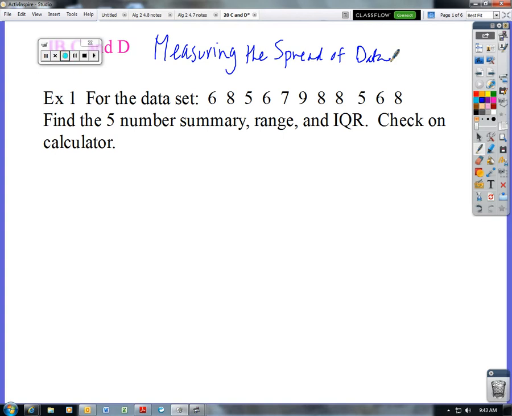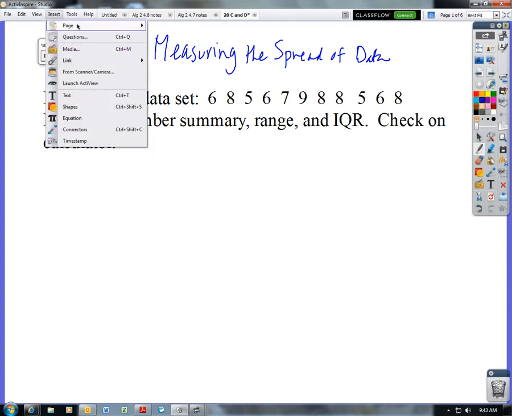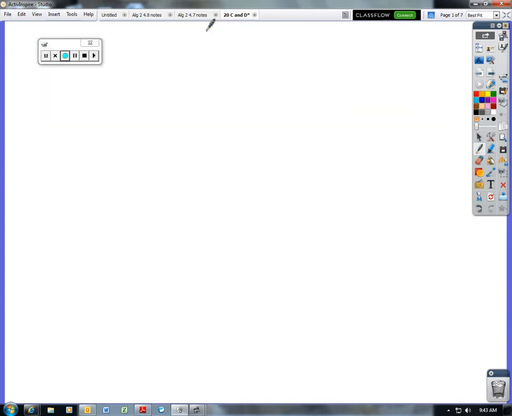So let's talk about range. Oh, I gotta insert a page here before it'll work. The range is simply the maximum data value minus the minimum.